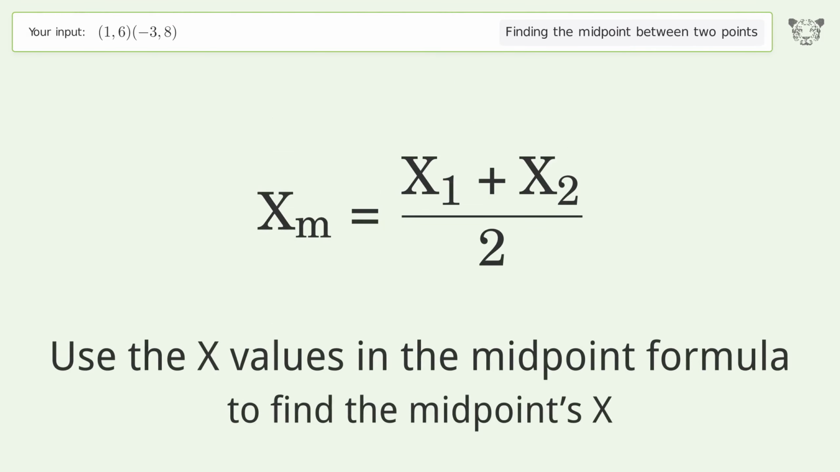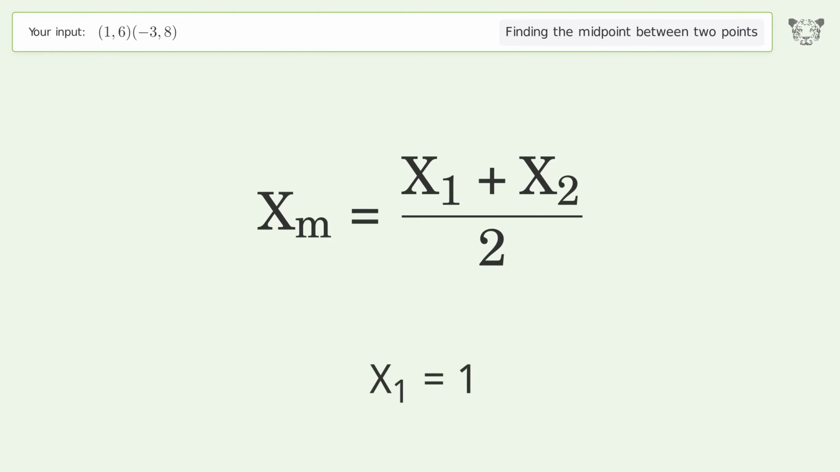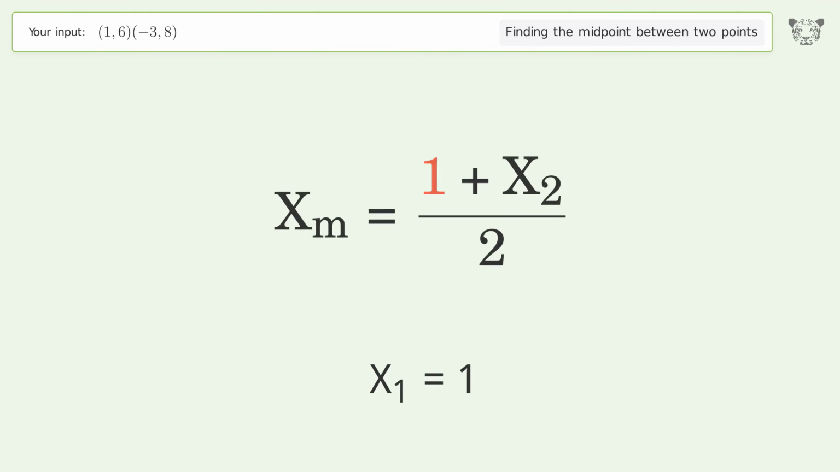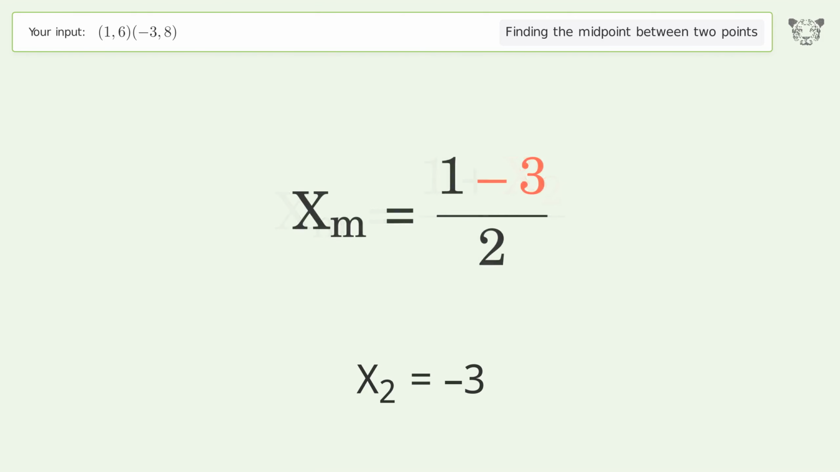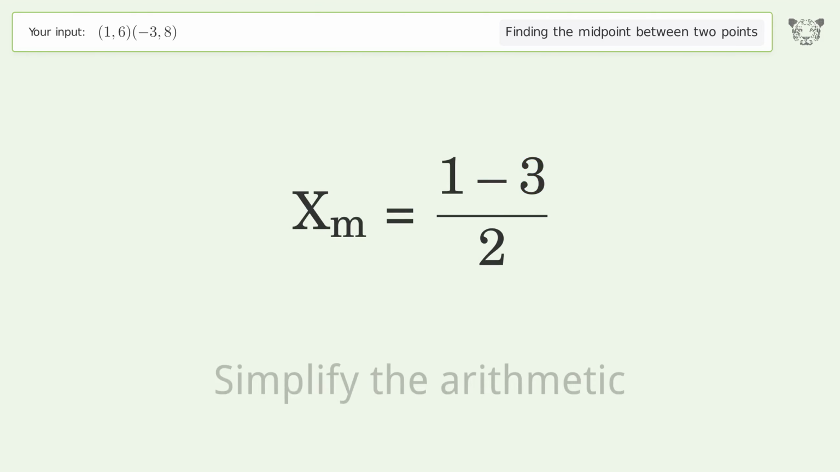Use the x values in the midpoint formula to find the midpoint's x. x1 equals 1. x2 equals -3. Simplify the arithmetic.